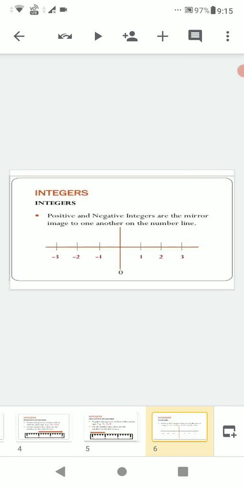Then positive and negative integers are the mirror image of one another on the number line. To the right of 0 there are positive integers 1, 2, 3, and to the left of 0 are -1, -2, -3. And you know 3 is always greater than 0, but -1 is always less than 0.